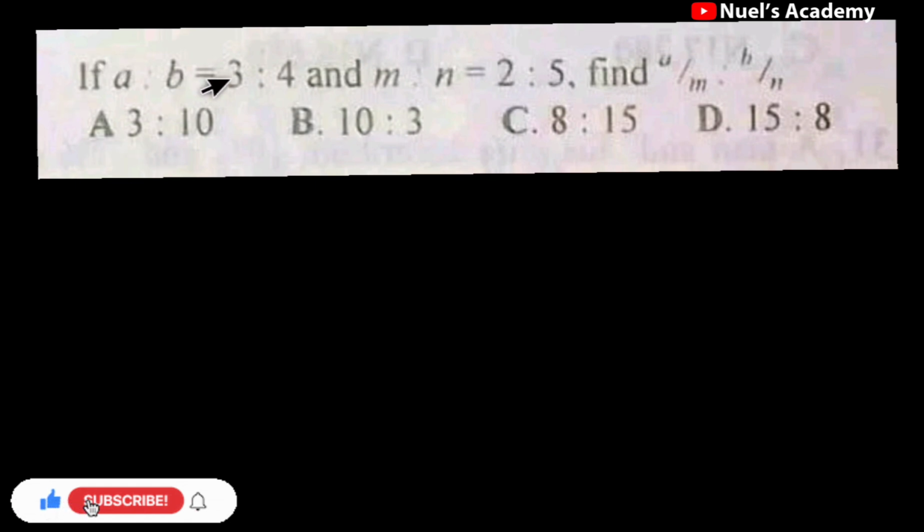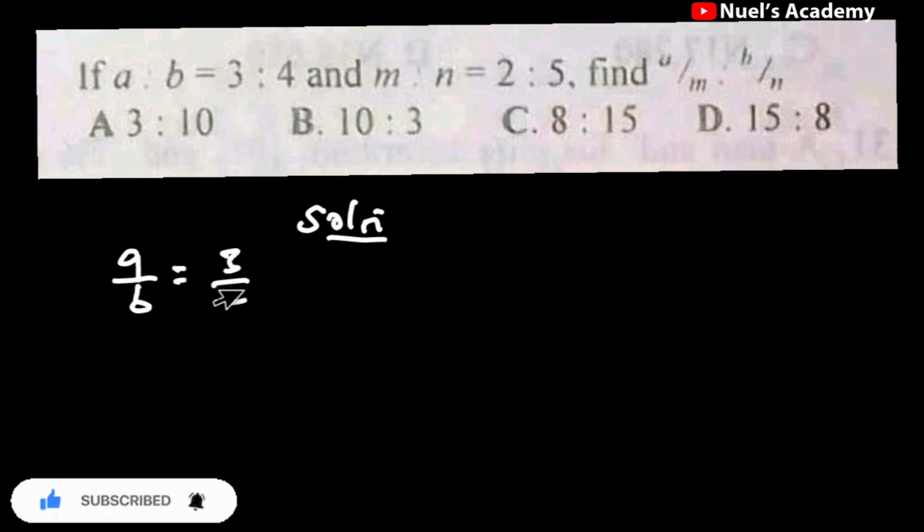So let's solve this question. If A is to B is equal to 3 is to 4 and M is to N is equal to 2 is to 5, find A over M is to B over N. So we write the solution. Now we are given A is to B is equal to 3 is to 4. That can be written as A over B equals 3 over 4.